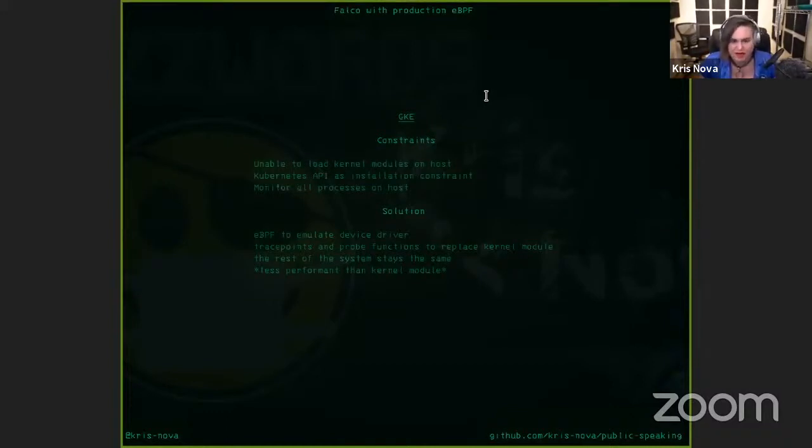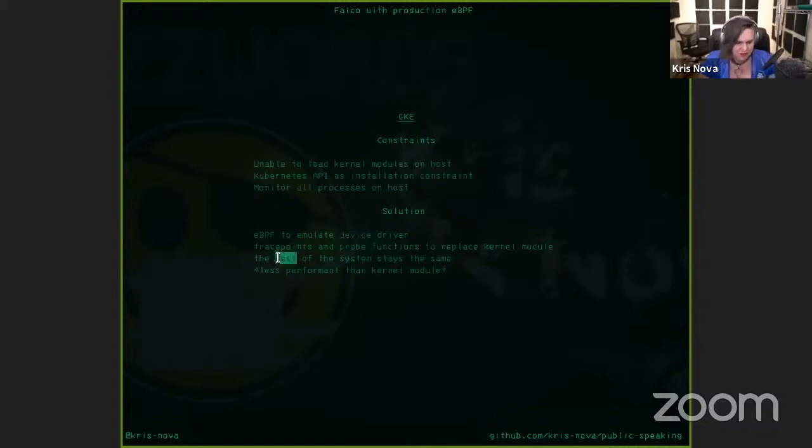So here we have discovered a very exciting moment in the history of BPF, a concrete production use case that eBPF is suited absolutely perfectly for. So that's what we did. We wrote an eBPF probe, a very large eBPF probe at that. And we emulate this device driver, but without actually using a Linux device. We use trace points and probe functions to replace the kernel module. So we're now able to trace various parts of the kernel at runtime.